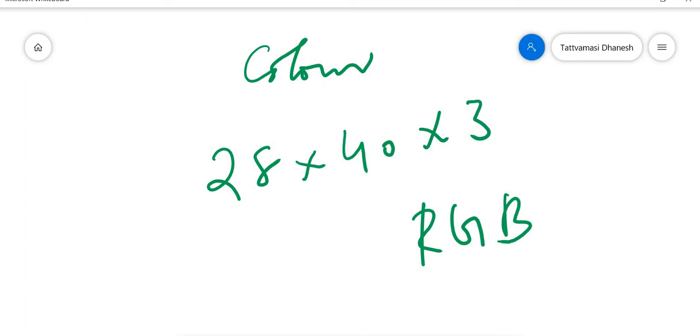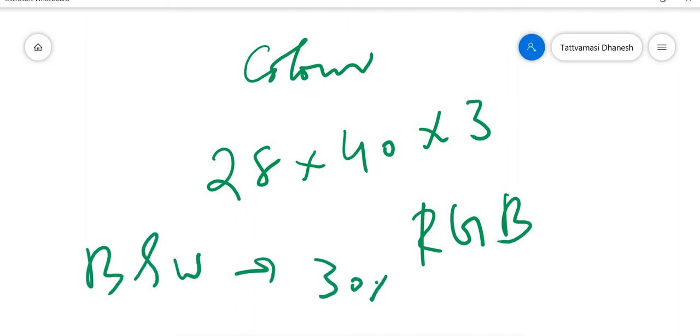But if it is a black and white image, there won't be any 3 here. We will generally write it as 30 into 40, so 30 into 40 pixels. When this 3 comes, the red, green and blue channels are also introduced in the case of a color image. In black and white images, there is only one channel. Color image means we will introduce the red, green, blue channels.